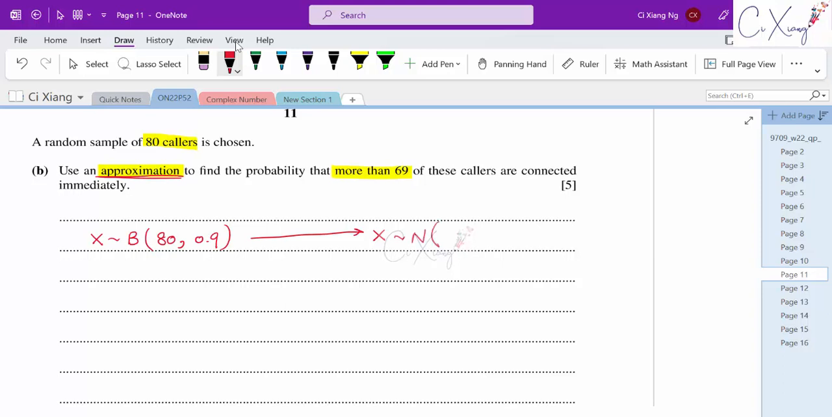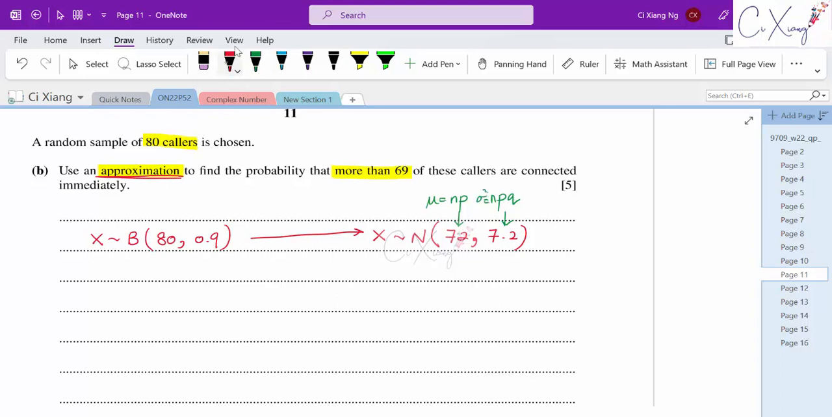To change binomial to normal, I need the mean. The mean here should be n times p, 80 multiplied by 0.9, so I'll get 72. Then for the variance, it should be npq, 80 multiplied by 0.9 multiplied by 0.1, so I'm having 7.2. For those who need the formula, just write it out in case you need it: np is the mean, npq is the variance for binomial distribution.